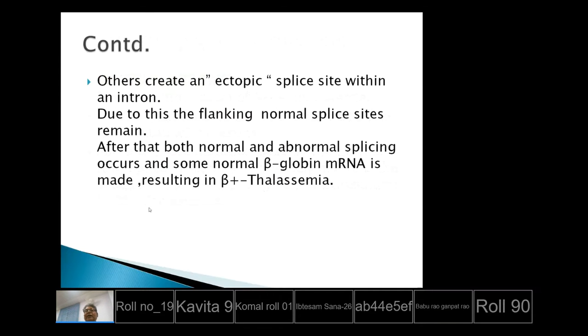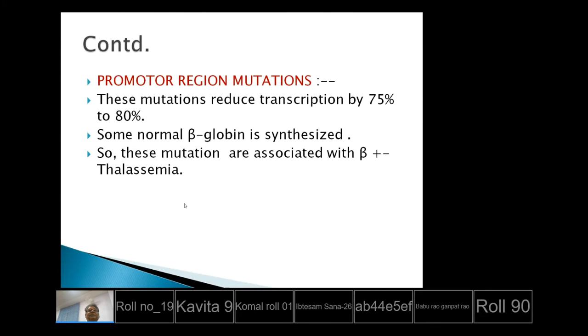Others create an ectopic splice site within an intron. You see in the diagram, there is a splicing site at the intron region. Due to this, the flanking normal splice site remains. If there is a splice site at the intron region, then the normal splice site remains. After that, both normal and abnormal splicing occur, and some normal beta globin mRNA is made, resulting in beta plus thalassemia. So there is some amount of production of beta chain. So this is beta plus thalassemia.